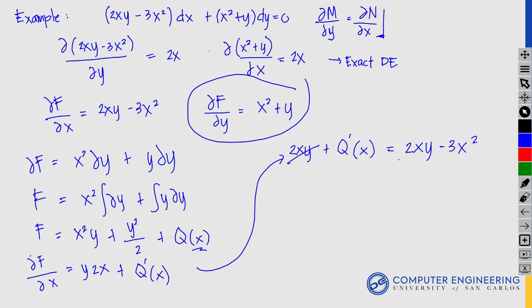Cancel this since they are in both sides of the equation. To be clear, u prime of x is the derivative, and minus 3x squared. So to get u of x, we have to integrate minus 3x squared.